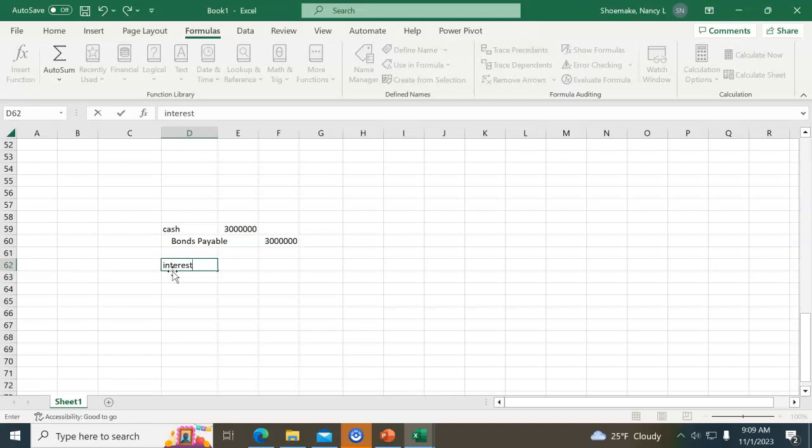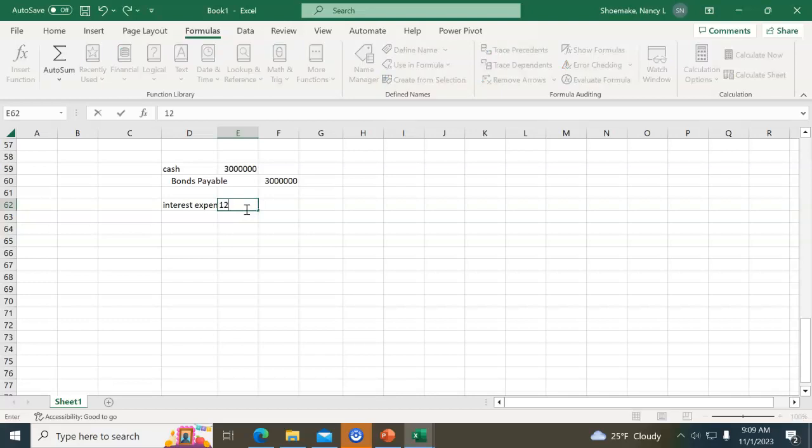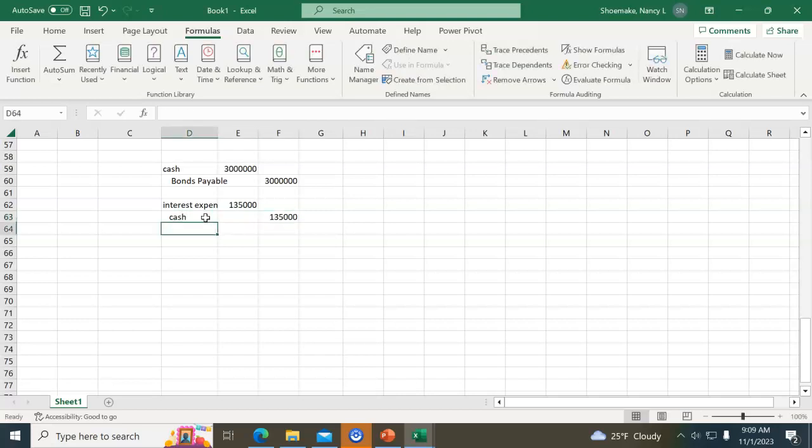interest expense of, what was 4.5% times 3 million? $135,000. And isn't our cash $135,000? And the next payment, won't it be the exact same thing? Right?